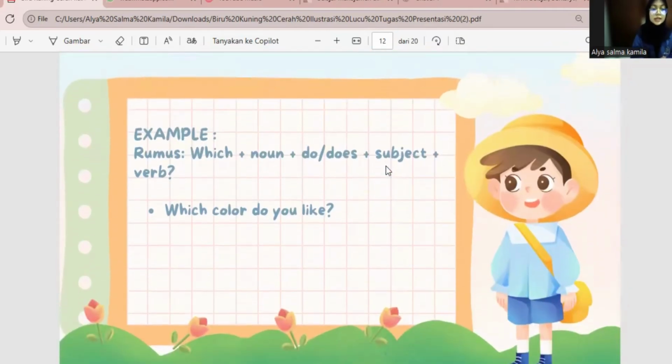The formula is which plus noun plus do, does plus subject plus verb. Example, "Which color do you like?" Here, which is used because the question is limited to certain choices, for example, red or blue.